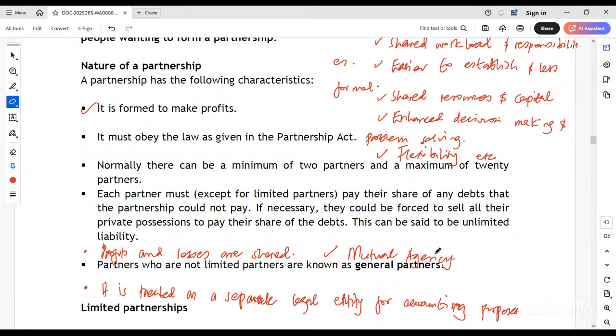So these are some of the characteristics of partnerships. Mutual agency, profits and losses are shared, a partnership is treated as a separate legal entity for accounting purposes, and they are formed to make profits and so on.